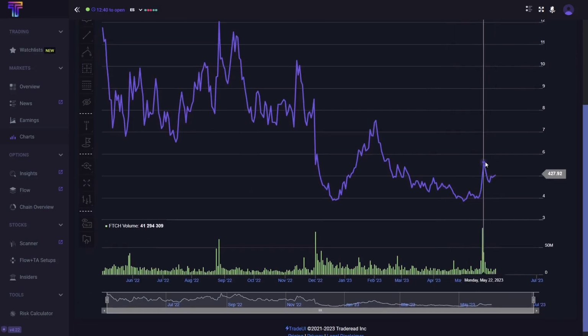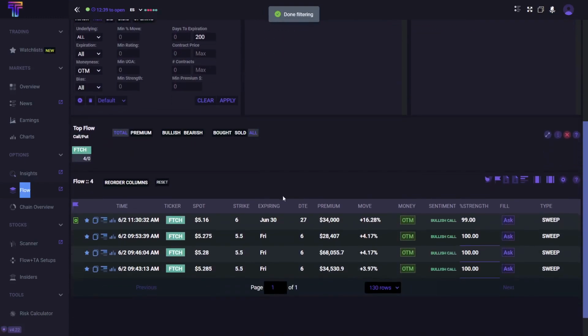What happened? It actually popped up really high, pulled back down to this $5 level, and you don't see any resistance until you get to this $7 level right through here. So you could actually target $7 just by looking at this play alone. Let's go back to it.